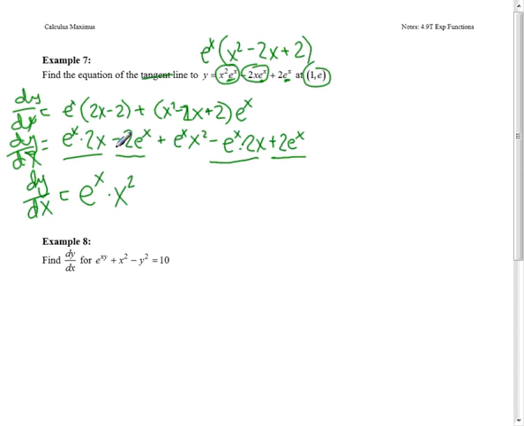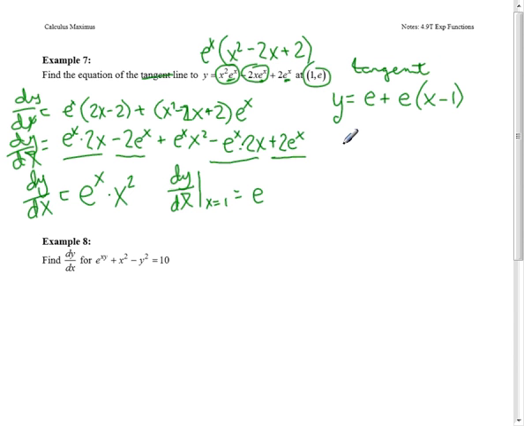Now if we would like to evaluate this dy dx, we're going to show what we're doing. We are evaluating this at x equals 1. Plug that in. We get e to the 1 times 1 squared, which is just e. And we were supposed to find the equation of the tangent line. So y equals our y value plus our slope times x minus 1. That would be the equation of our tangent line.